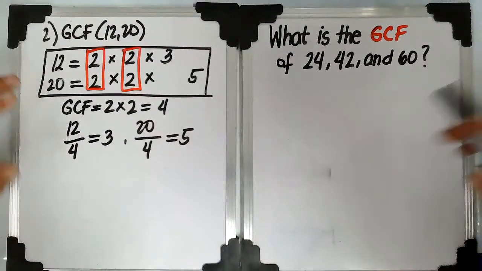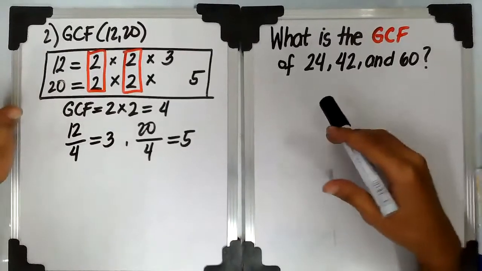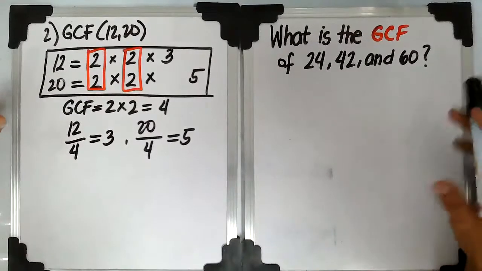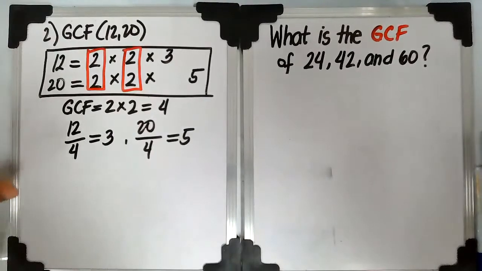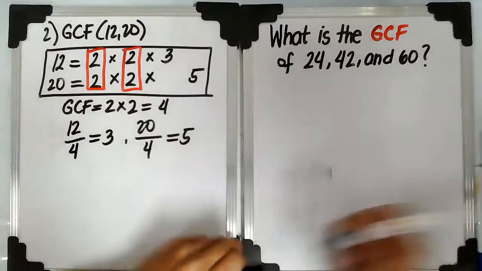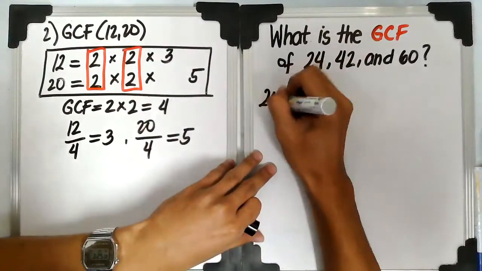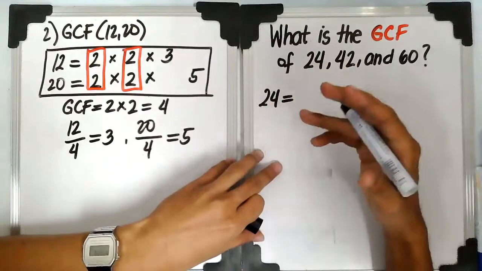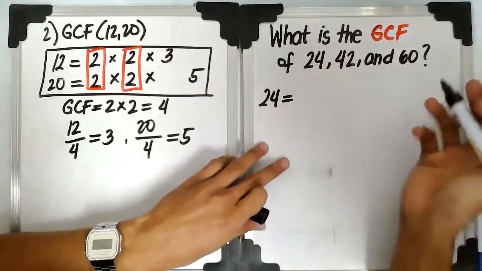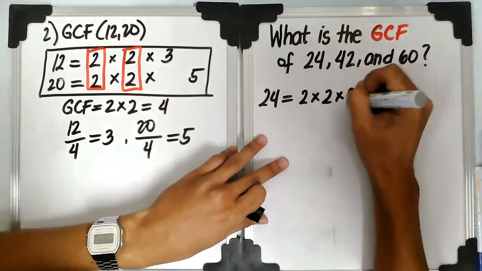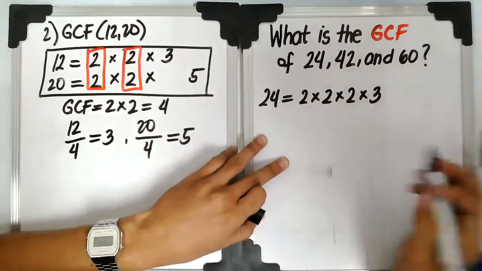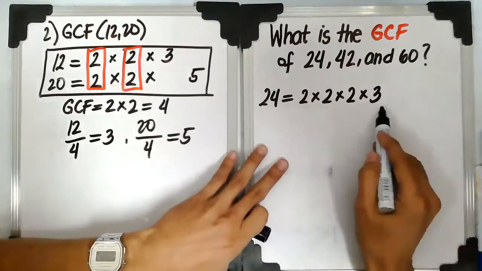So let's move on to finding the greatest common factor of 24, 42, and 60. This time we're going to get the GCF of three numbers, and we have to think of a factor that these three numbers have in common. And it must be the greatest since we are getting the GCF. As we get their prime factors, 24 can be written as the product of its prime factors, which are 2 times 2 times 2 times 3, since 24 has a factor of 8 times 3.